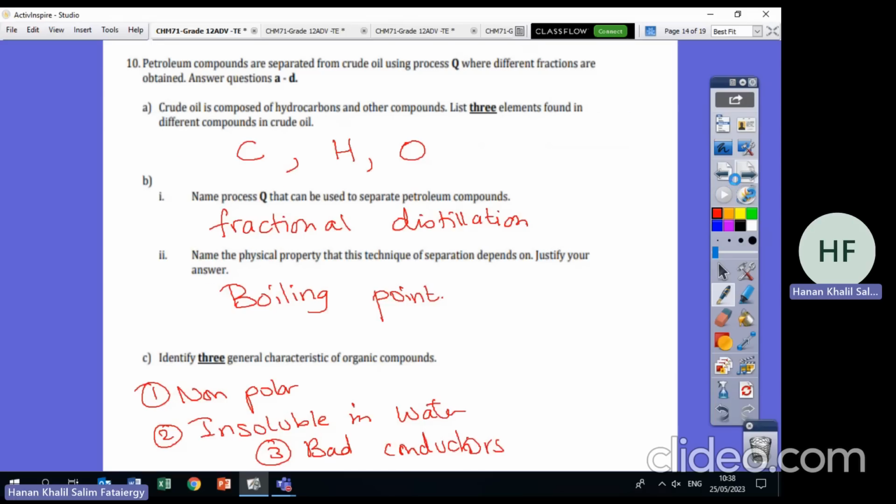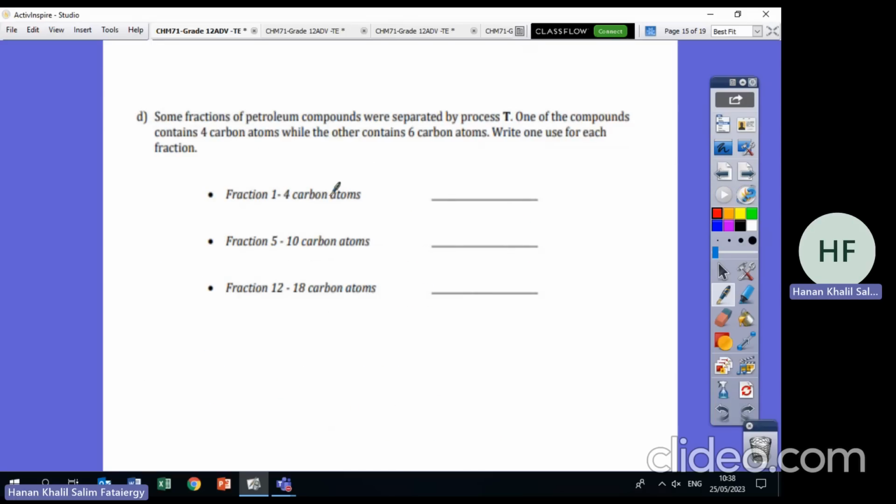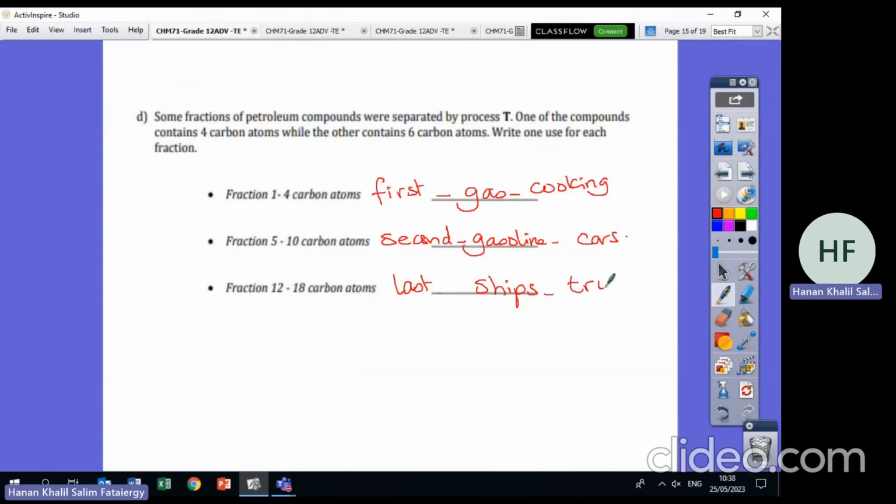Now, the yellow fraction from 1 to 4 carbon atoms. This is the first fraction collected. Remember, this is gas and we use it for cooking. Now 5 to 10, this is the second fraction collected. This is gasoline and we use it for cars. 12 to 18, I think this is the last fraction collected and it is used for ships and for trucks. Notice that there is a missing fraction, which is 10 to 12. This is used for kerosene for planes.